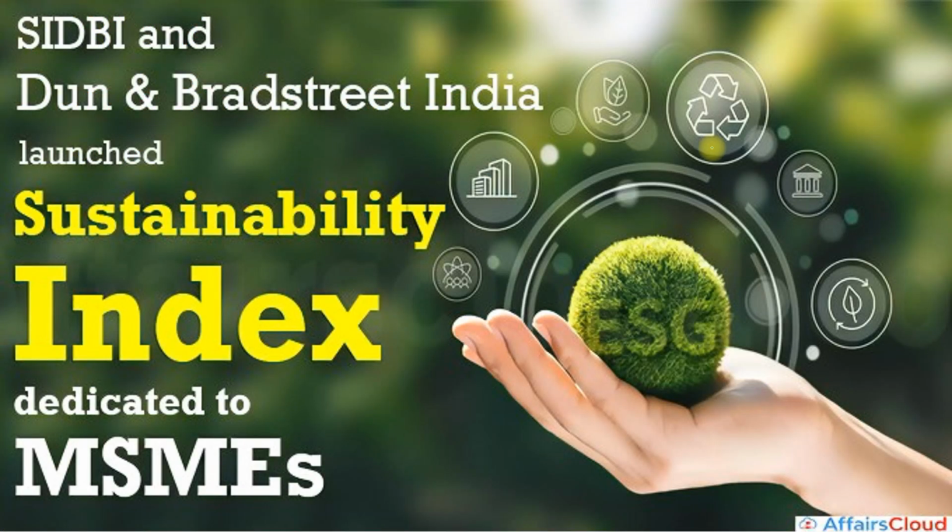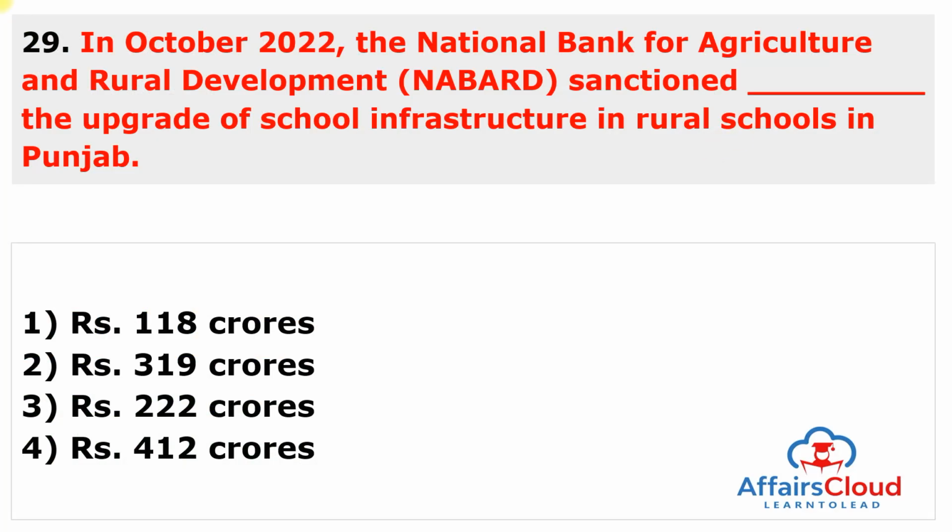Moving to next question. In October 2022, the National Bank for Agriculture and Rural Development sanctioned the upgrade of school infrastructure in the rural areas in Punjab. So, it means NABARD provided some amount of loan for the improvement of the school infrastructure in the rural areas of Punjab. And this amount is 222 crore rupees. So, answer of this question is 3.